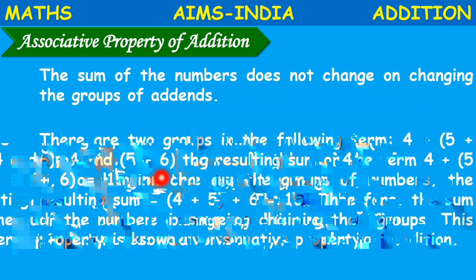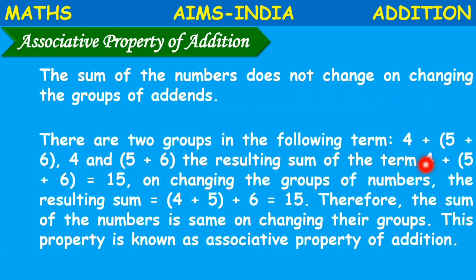Like there are two groups in the following term: 4 plus (5 plus 6), and (4 plus 5) plus 6. The resulting sum of 4 plus 5 plus 6 is equal to 15. On changing the groups of the numbers, the resulting sum of 4 plus 5 plus 6 is still equal to 15. Therefore, the sum of the numbers is the same on changing their groups. This property is known as the associative property of addition.